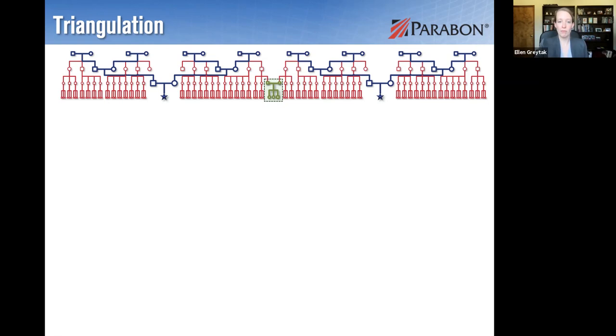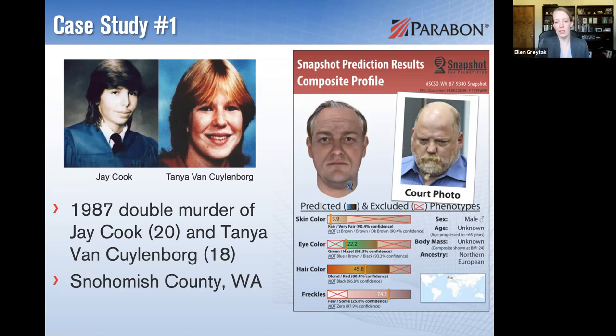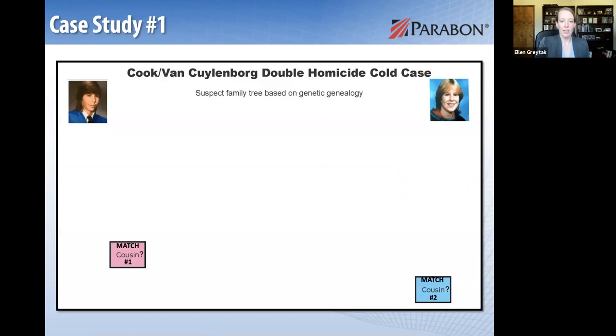So, let's see, we've got just a little bit of time. I'll take you through one case study. This is a 1987 cold case, been cold for 30 years when we started working on it, from Washington State. In this case, we found two matches on GEDmatch, just like I just described, who were both at about the second cousin level and not related to each other. The case we were trying to solve was the homicide of two young kids who had driven down from Canada to the Seattle area. And their bodies were found a few days later.